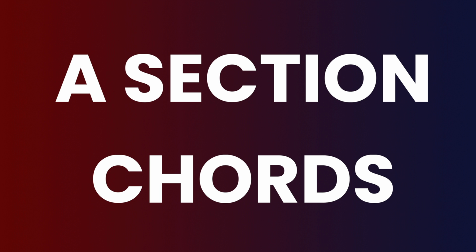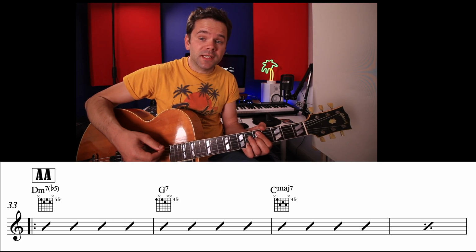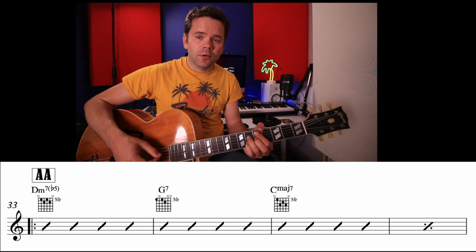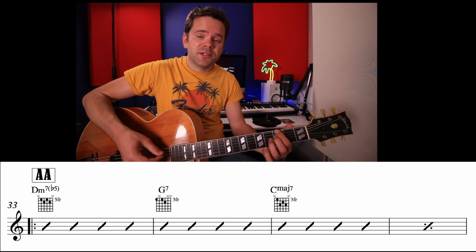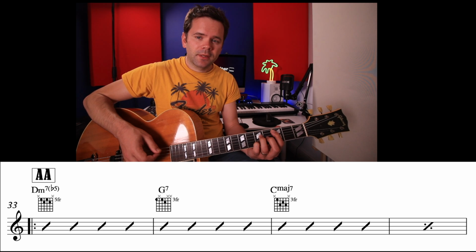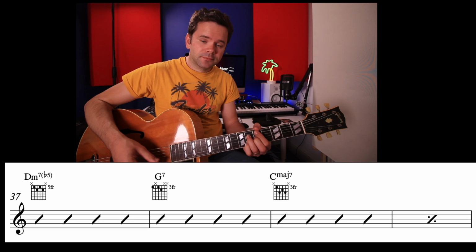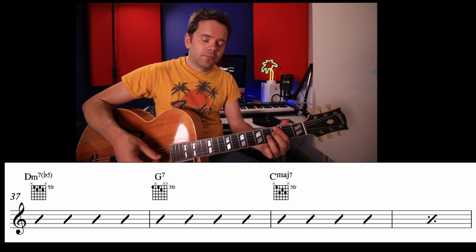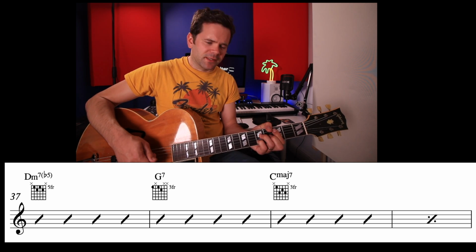Now onto the A section chords. So the A section starts out on D minor 7 flat 5 for a bar, G7 for a bar, and then 2 bars of C major 7. We do that all again. And then there's quite a departure with this next chord.